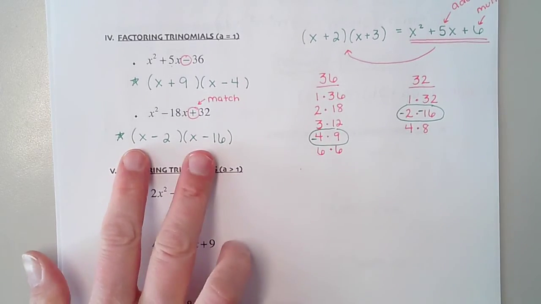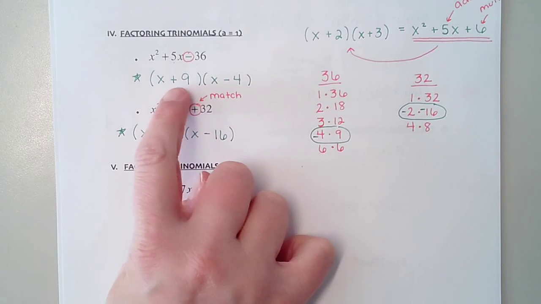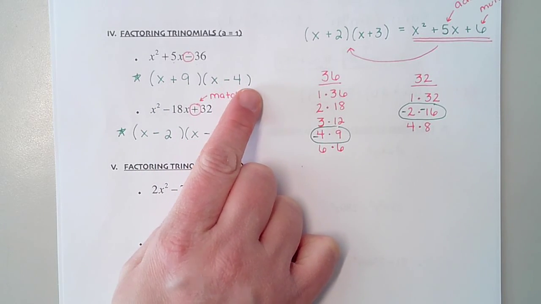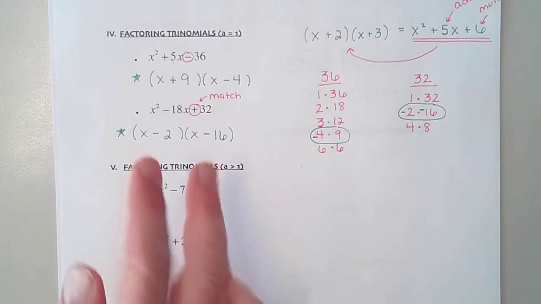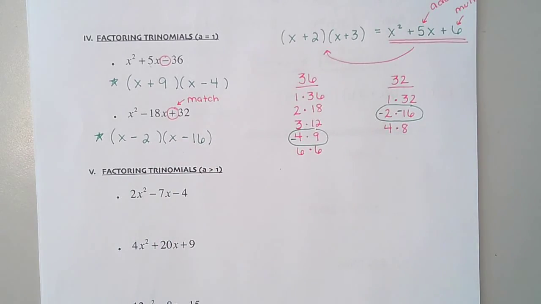It does not matter, by the way, the order of the parentheses. What does matter is like up here, for example, you have to make sure you have the plus with the correct number and the minus with the correct number. If you switch the plus and minus, that would be an issue. But the order of the actual parentheses does not matter because it's multiplication. So if somebody else had written x minus 16 and x minus 2, that would be totally okay.